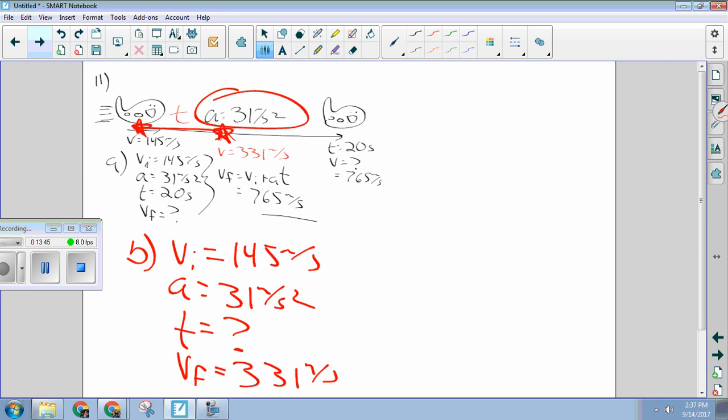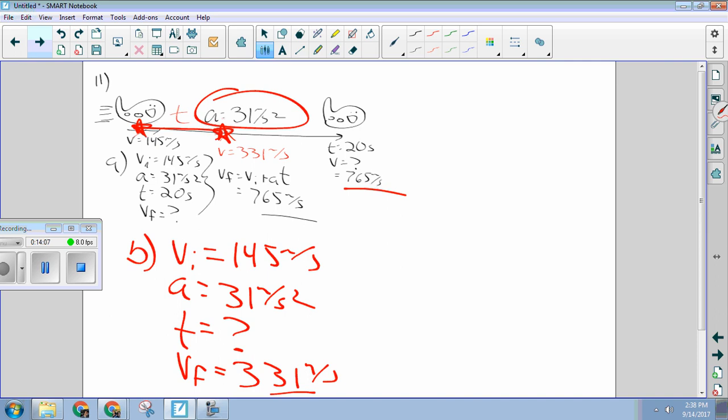So let me pause for a minute. Sometimes this weirds people out. I got two different final velocities. In part A, my final velocity was 765. Now my final velocity is only 331. How can I have two different final velocities? Does that make sense? Is it a contradiction? What do you got, Caleb?